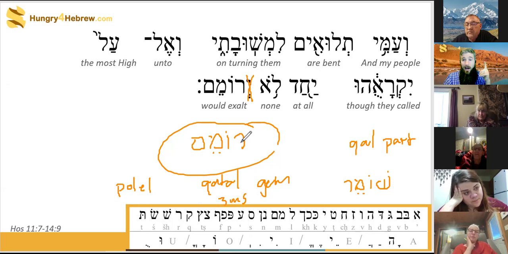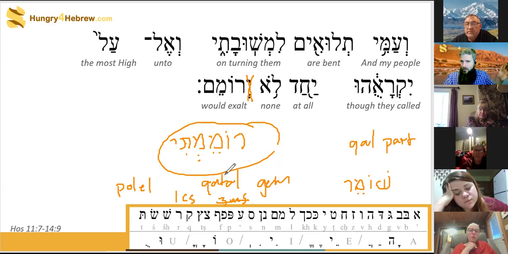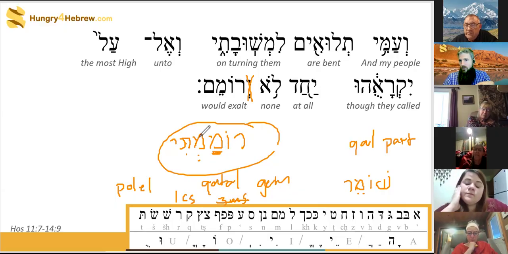Now, how do you say I did this action? Instead of a 3ms, turn it into a 1cs. Then what? Romemi. Well, you need a T. Romamti. Right, you need a T at the end. So we'll turn this into a medial form. You add the T to the end. And then this right here changes, just like it does in hifil, it turns into a patach. Romamti, romamta, romamt, romamnu, romamtem, romamten.